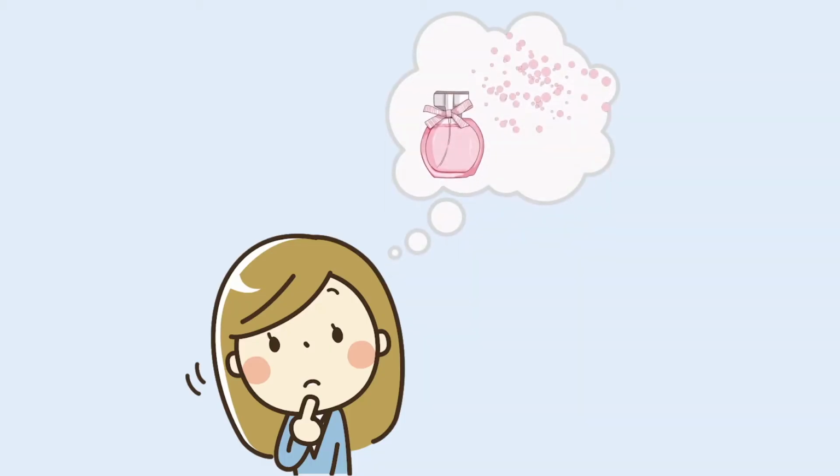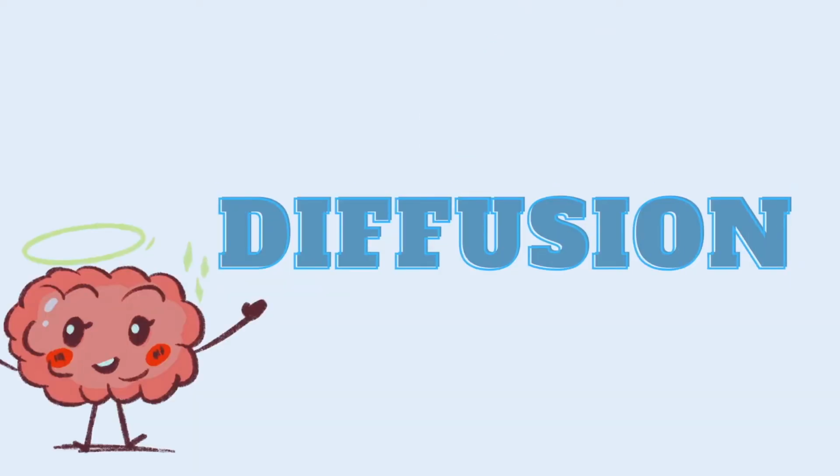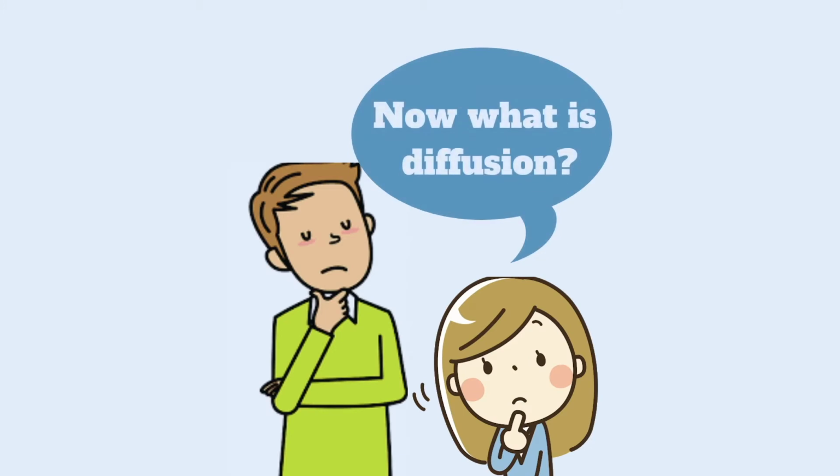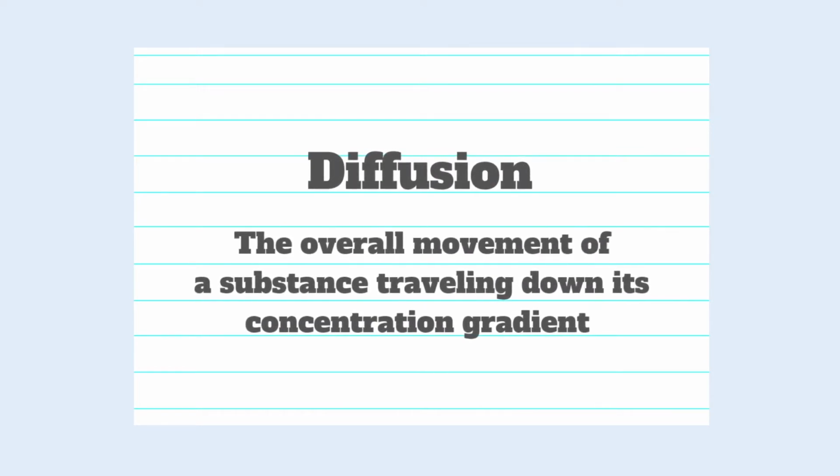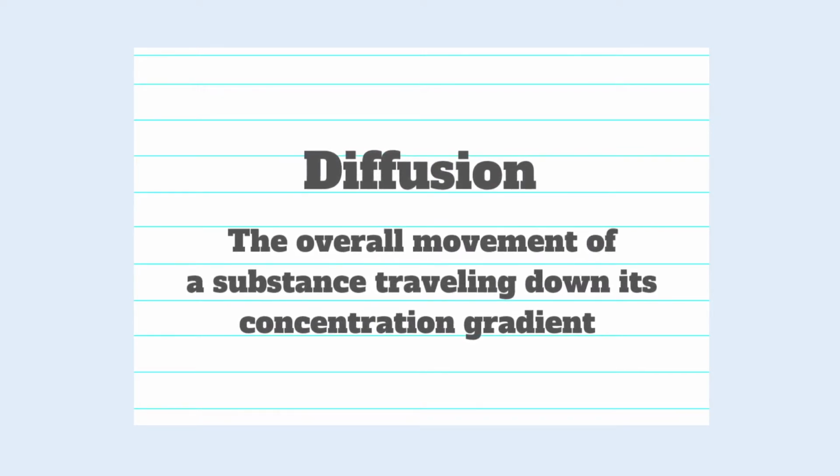Have you ever wondered how the scent of one spray of perfume can spread from one side of your room to another? Well, the scent spreads through a process called diffusion. Now, what is diffusion? Diffusion is the overall movement of a substance traveling down its concentration gradient.